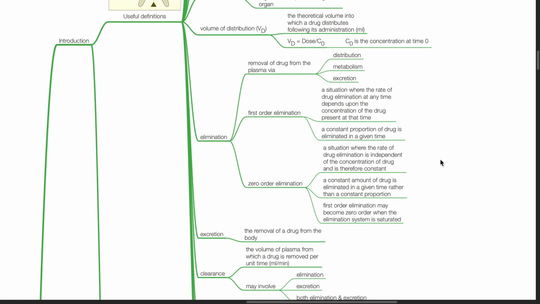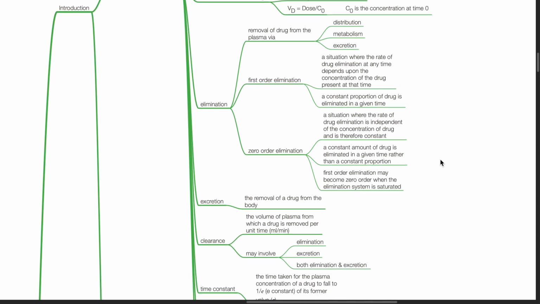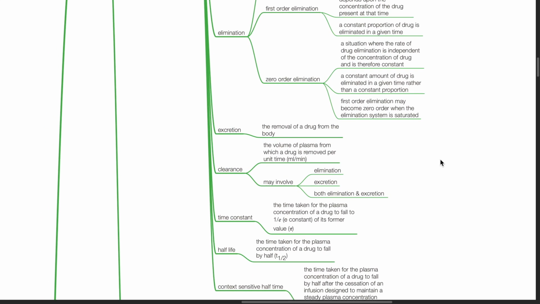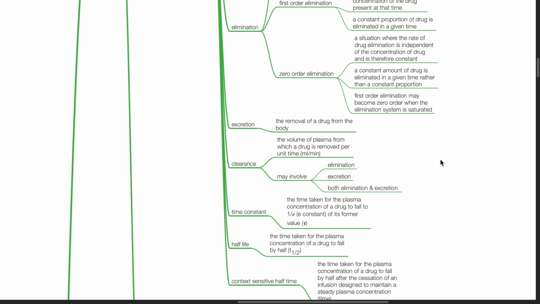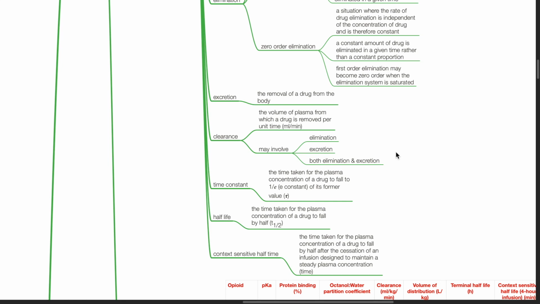Zero-order elimination refers to a situation where the rate of drug elimination is independent of the concentration of drug and therefore is constant. A constant amount of drug is eliminated in a given time rather than a constant proportion. First-order elimination may become zero-order when the elimination system is saturated. Excretion refers to the removal of a drug from the body. Clearance refers to the volume of plasma from which a drug is removed per unit time, in mL per minute, and may involve elimination, excretion, or both.